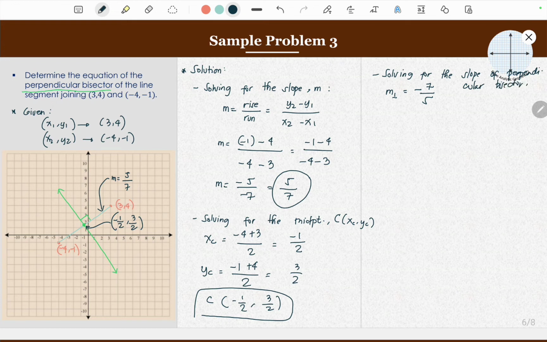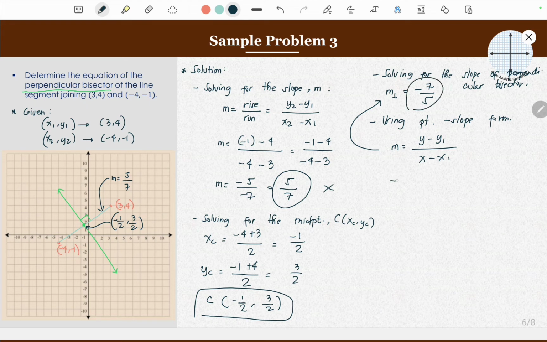Now, since we already have the values, the slope and the point, we can get the equation of the perpendicular bisector by using the point-slope form. So, using point-slope form to get the equation, this is the form: y minus y sub 1 over x minus x sub 1. Our m, remember, is this one, because this is the slope of the perpendicular bisector and not this one. So we use this here.